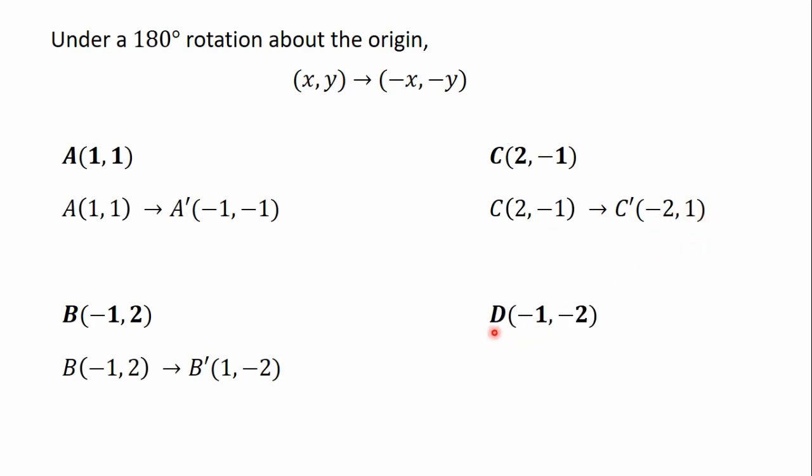The last one is point D with coordinates (-1, -2). So D', which is the image of D, will have the coordinates (1, 2), because to get the x coordinate of the image, we negate the x coordinate of the point, and to get the y coordinate of the image, we negate the y coordinate of the point. So -1 will give us 1, and -2 will give us 2.